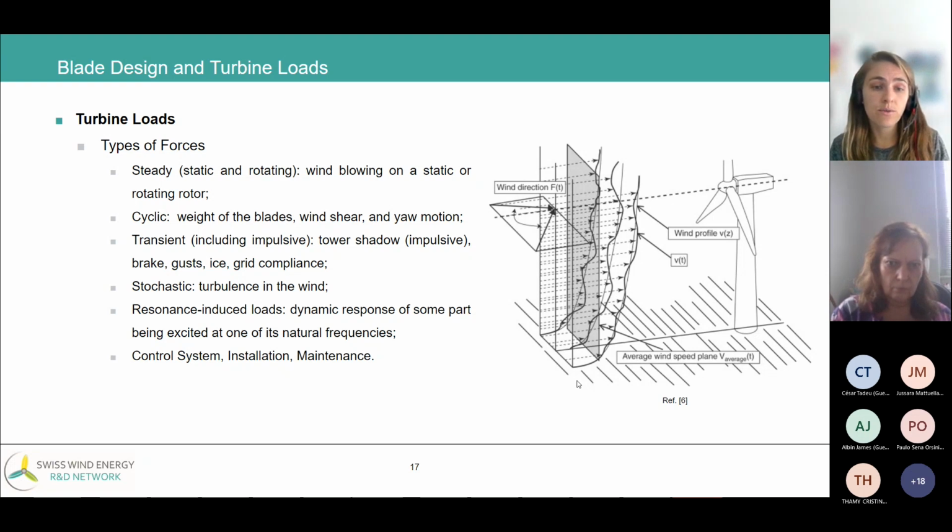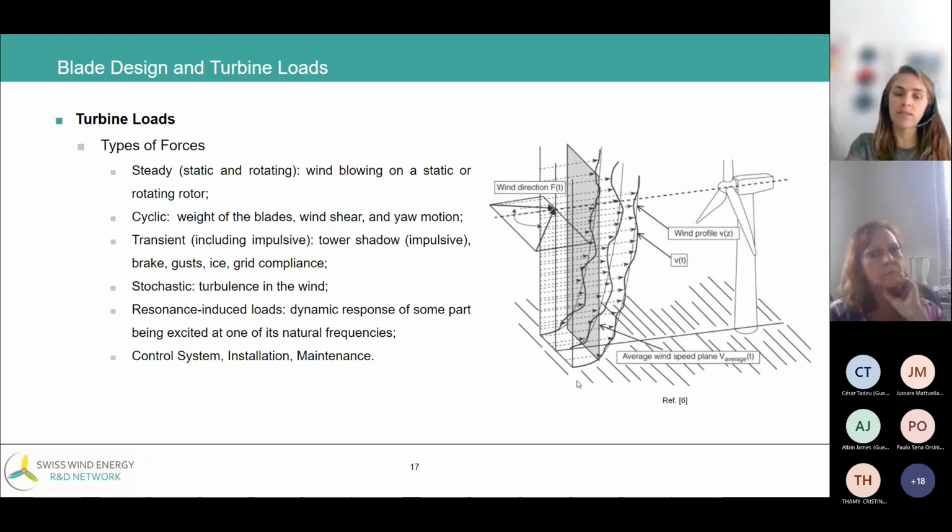Also, installation loads. For example, how the blades are installed. The blades are installed one by one. You install one blade, you turn the turbine, you install another blade, you turn again, and start the third one. Imagine if a gust suddenly hits your turbine while you're installing. You need to calculate these loads and take them into consideration when designing the components.